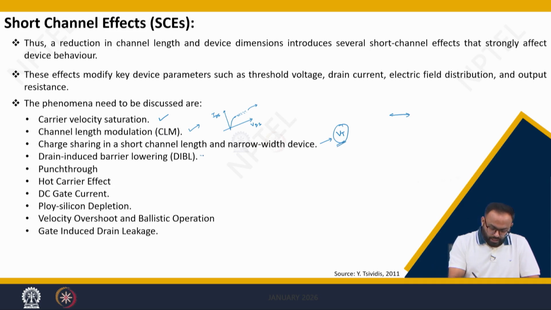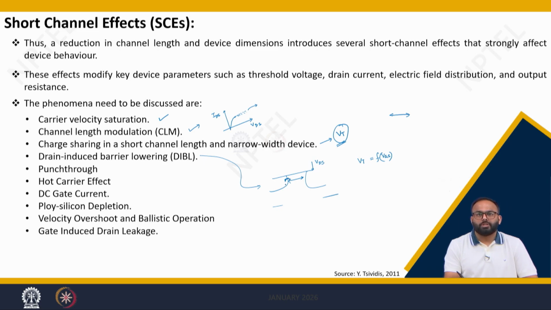In addition, we will see drain induced barrier lowering, which is a very important short channel effect when you are discussing modern devices. What it means is, in general we say the threshold voltage is a function of VGS, right? But when the length of the channel is very, very small, when you increase VDS, this drain field will actually lower the barrier at the source. That is what drain induced barrier lowering at the source channel junction means.